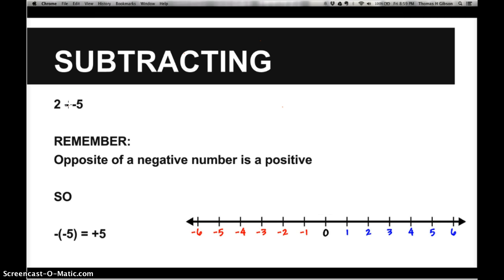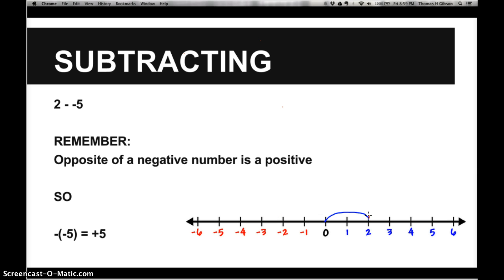When you say minus negative, you're basically turning that into a positive. The opposite of a negative number is a positive number. So if I were to write this on our number line here, I have positive 2, and I'm subtracting a negative 5. Now if I was adding a negative 5, I'd go back this way, but I'm not adding a negative 5, I'm subtracting it, so it's going to go in the opposite direction.